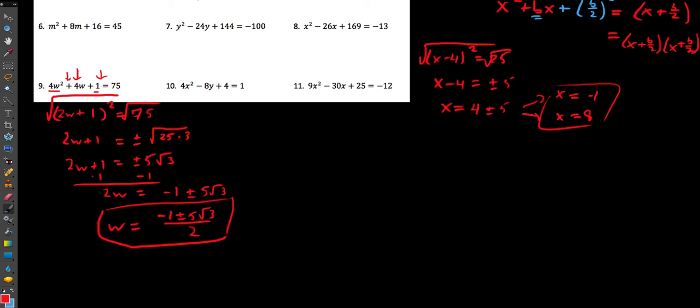Again, we can use square roots to do this because these left sides are perfect square trinomials. So factor the left side, use square roots to solve it.